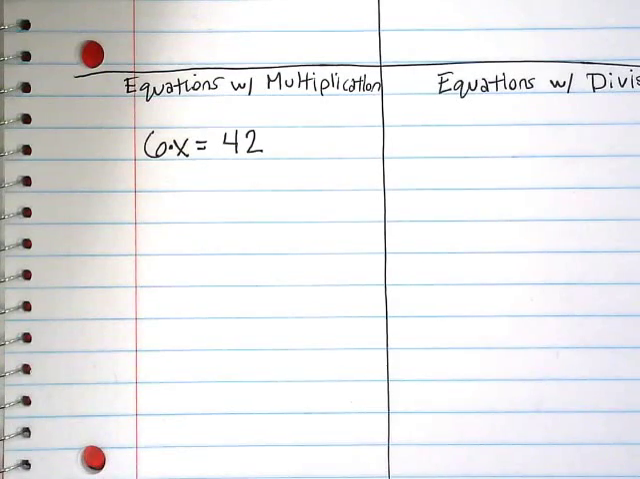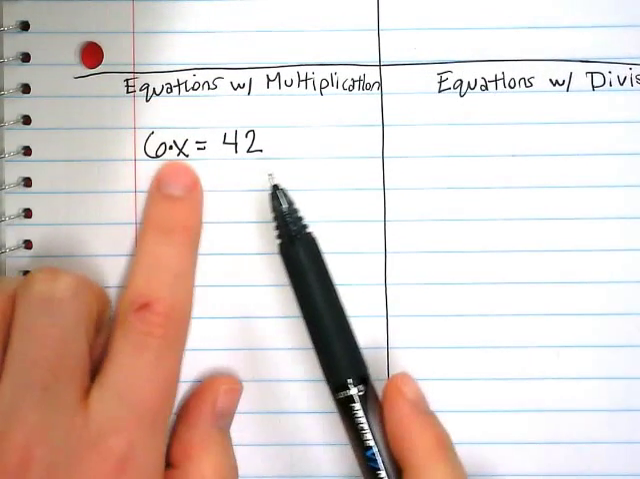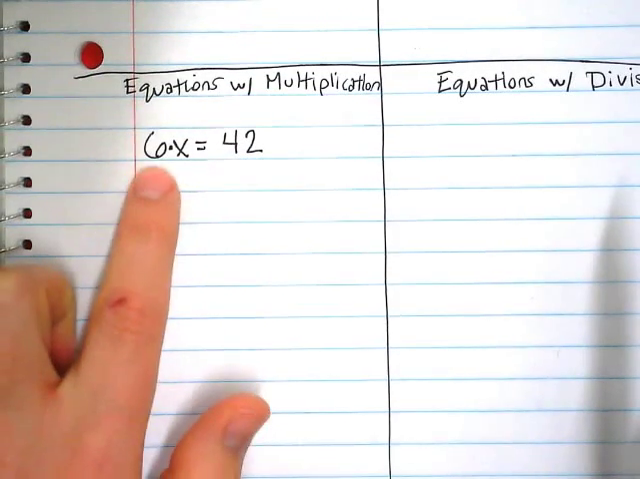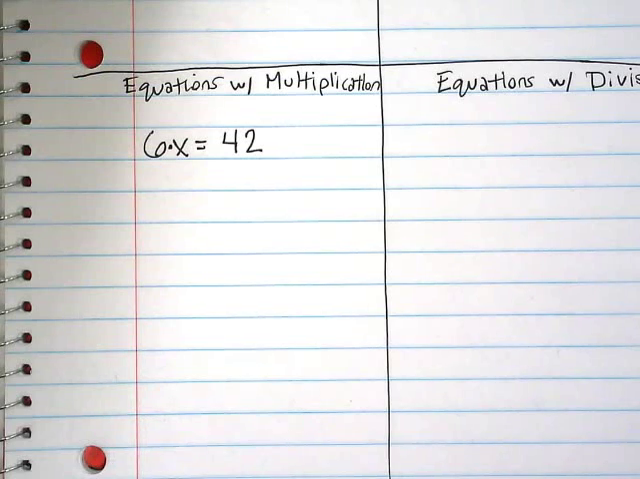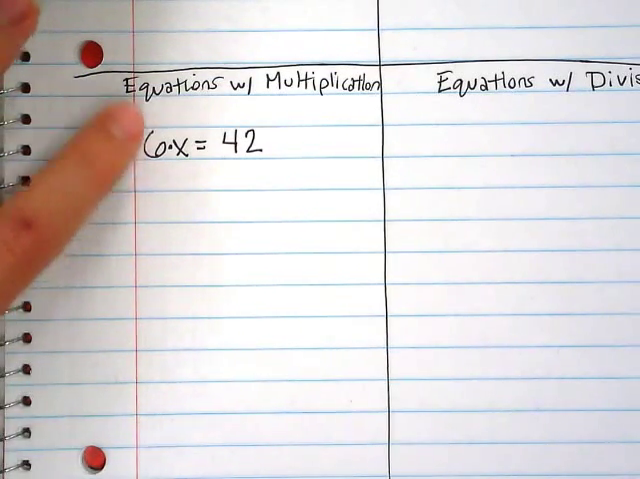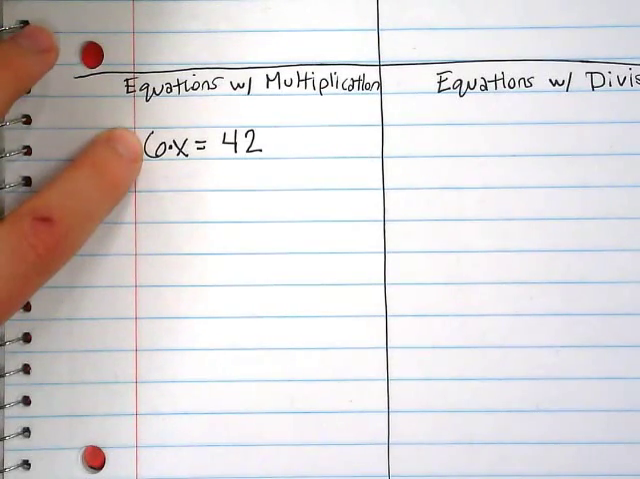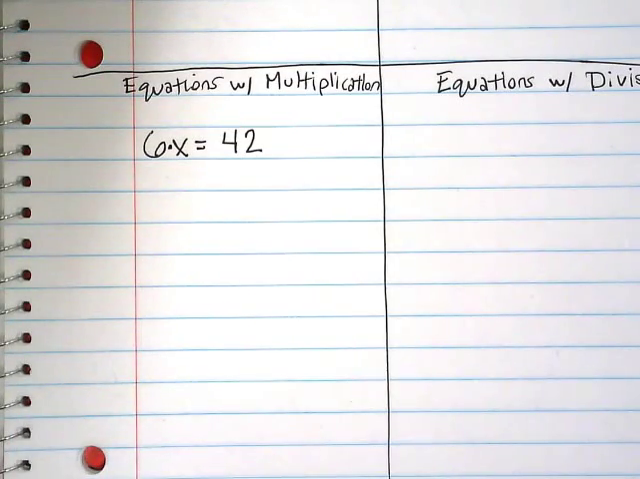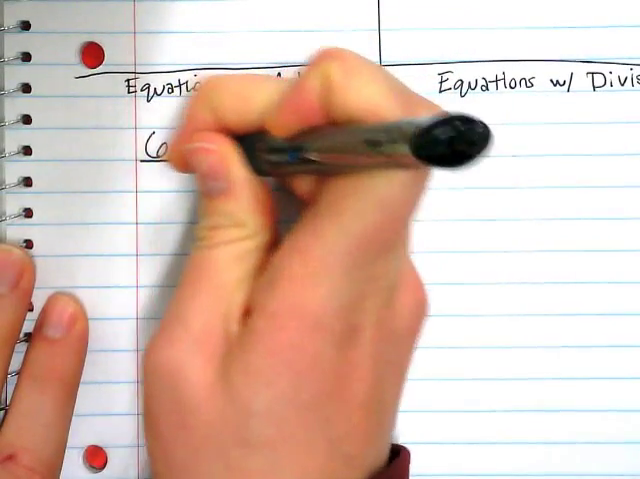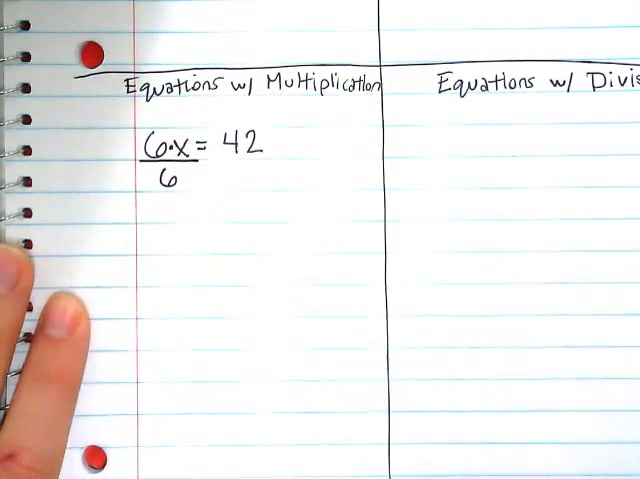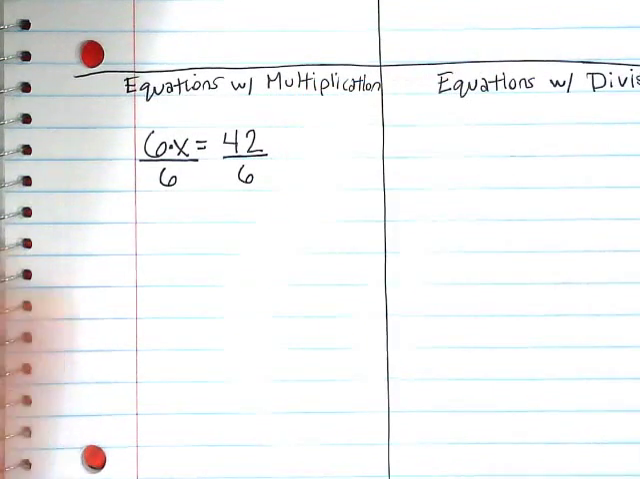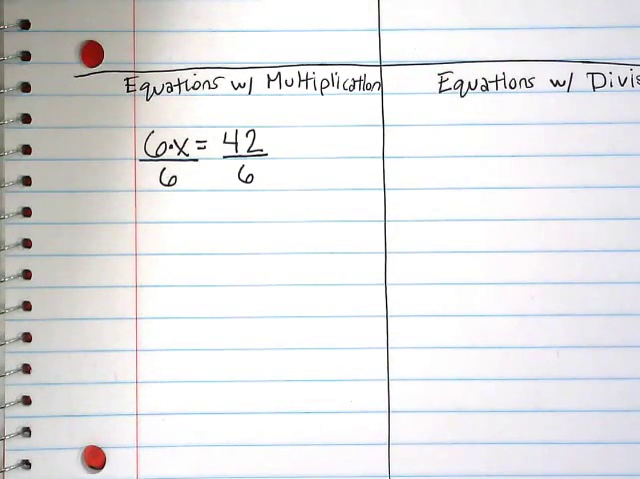Now, as usual, when we're solving equations, I want this x to be all by itself. But the problem is, I've got a 6 in the way. I don't want to know what 6x equals. I want to know what 1x equals. So I want to get rid of this 6. And I can't just subtract it because it's being multiplied times this x. So what I'm going to do is divide this side by 6. I'm going to divide the other side by 6 as well, because I have to do the same thing to both sides.